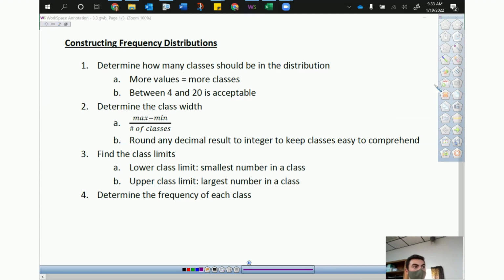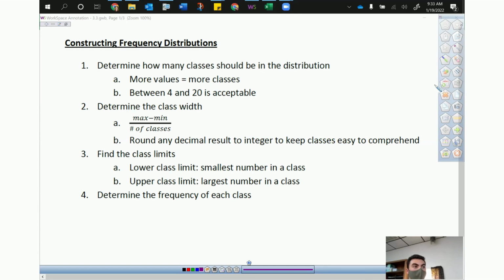And that literally depends on how many data values you have. The more data values you have, the more classes you're probably going to have. But there is such a thing as too few or too many classes in general. So you want between 4 classes and 20 classes. If you have fewer than 4 classes, like 2 or 3, then what's the point of making a frequency distribution in the first place? And if you have more than 20, then it's chaos. It's not worth looking at. It's too much.